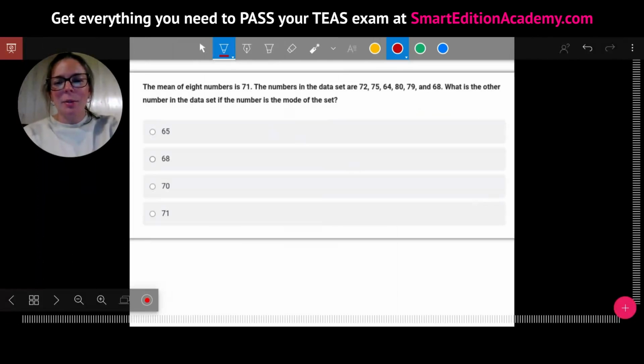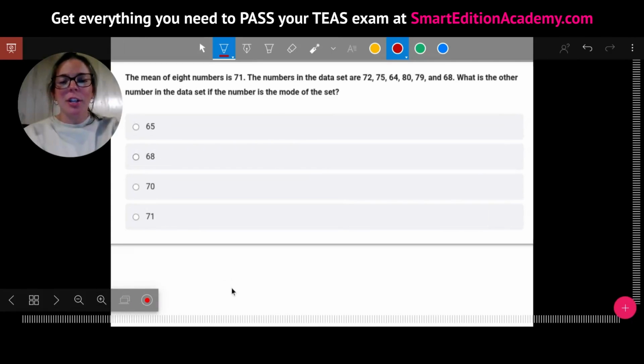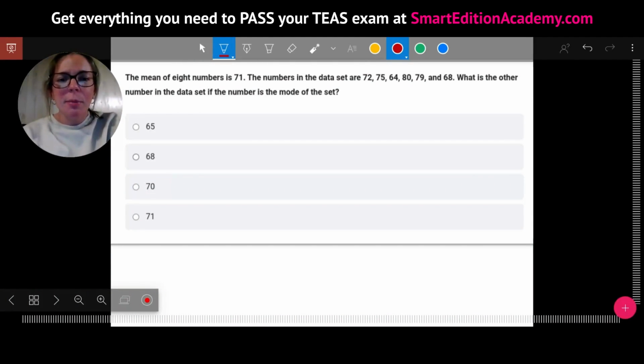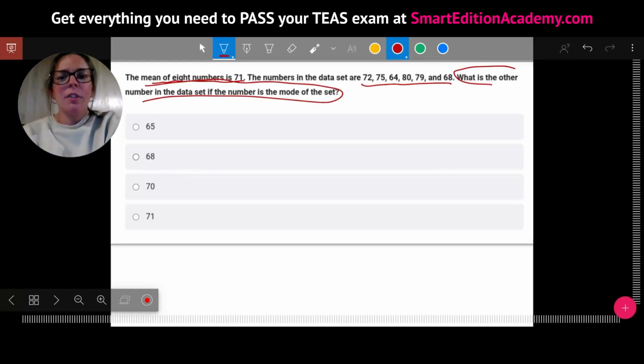All right, let's look at a little bit different type of question here, a little bit more algebraic based. The mean of 8 numbers is 71. The numbers in the data set are 72, 75, 64, 80, 79, and 68. Okay, so these are numbers in our data set. This tells us that the mean of 8 numbers is 71. What is the other number in the data set if the number is the mode of the set?